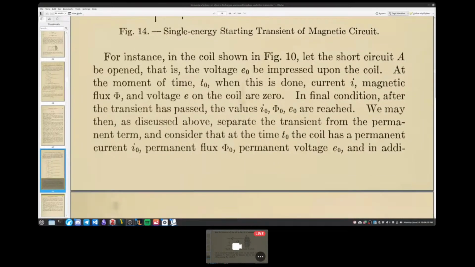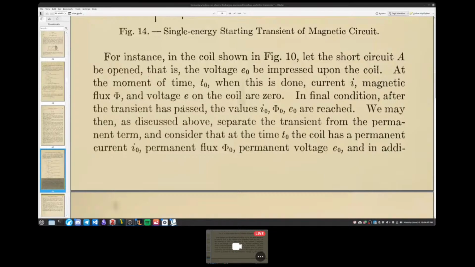So, for instance, in the coil shown in figure 10, let the short circuit A be opened, that is, the voltage E naught be impressed upon the coil. At the moment in time T naught, when this is done, the current I, magnetic flux psi, and voltage E on the coil are zero. In the final condition, after the transient has passed, the values I naught, psi naught, and E naught are reached.